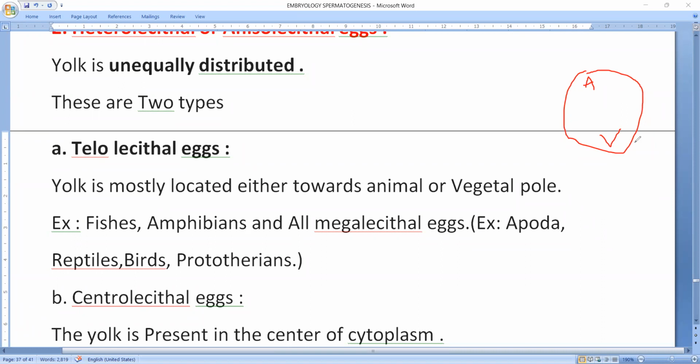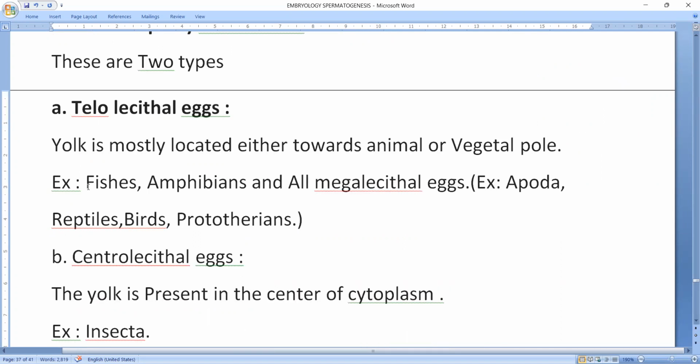So generally in telolethal type of eggs, the yolk is either towards the animal pole or towards the vegetal pole, like this. So both type of distribution is called the telolethal eggs. So examples are very famous and confusing here.